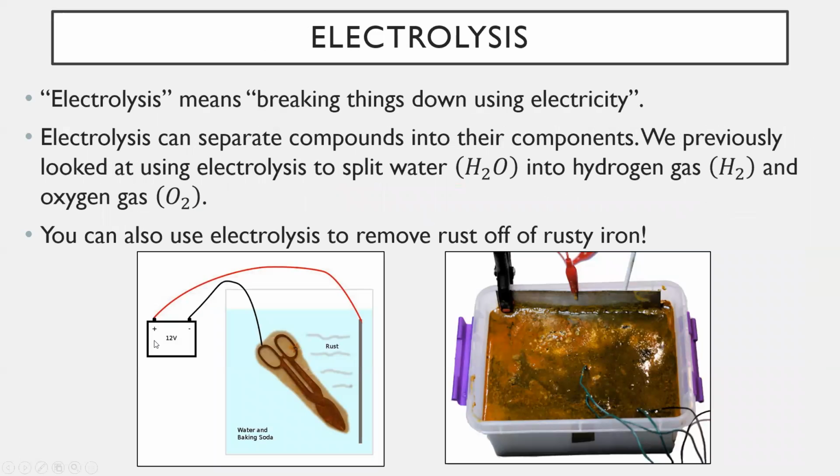Next thing up, electrolysis. Electrolysis means breaking things down using electricity. That lysis part at the end, lysis means breaking things down. So electrolysis, breaking things down using electricity. So electrolysis can separate compounds into their components. We previously looked at an example where electrolysis can split water, which is H2O, into hydrogen gas, which is H2, and oxygen gas, which is O2, right? So it can kind of just do this chemical reaction and split that water apart.